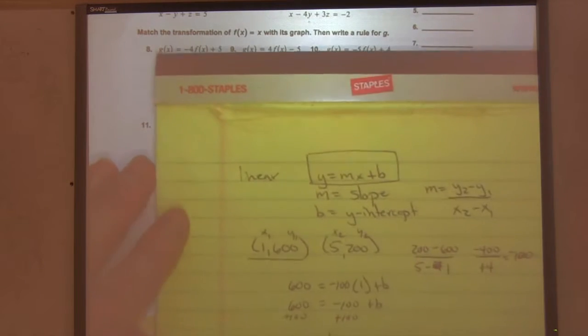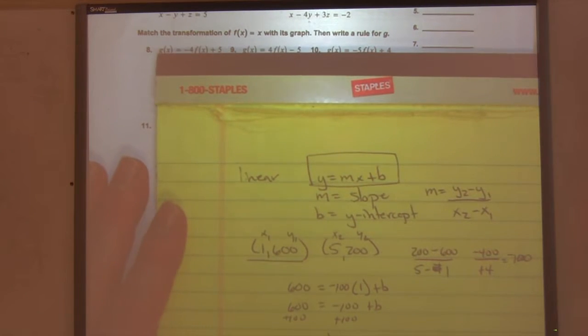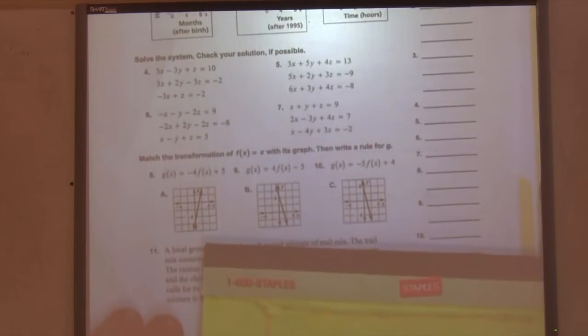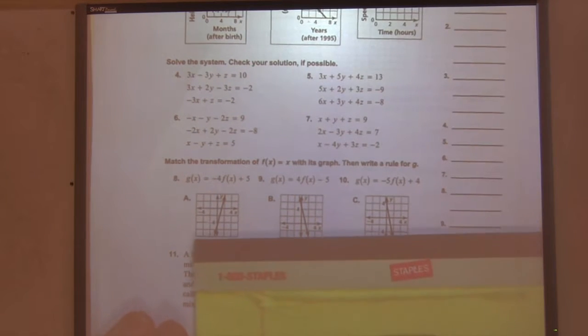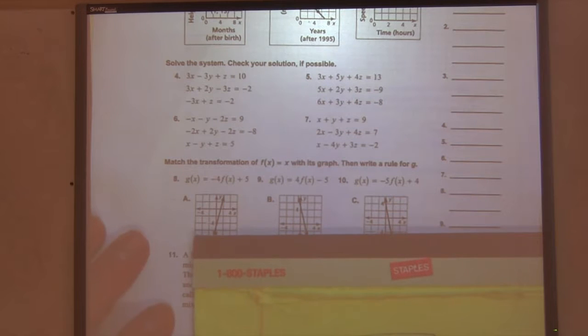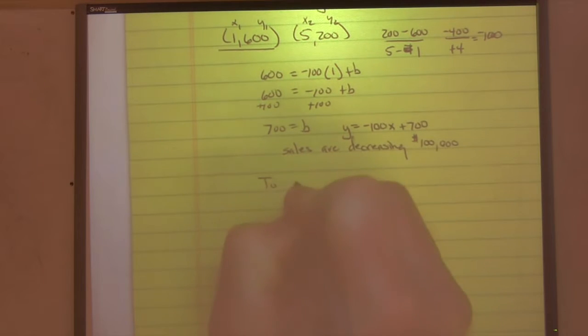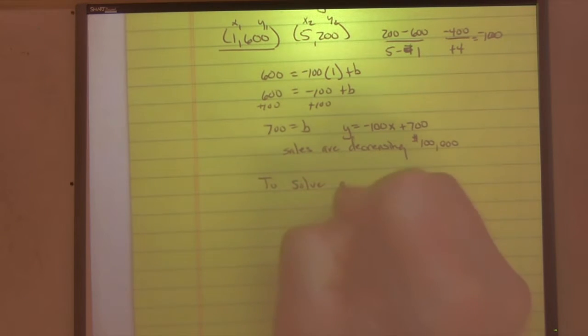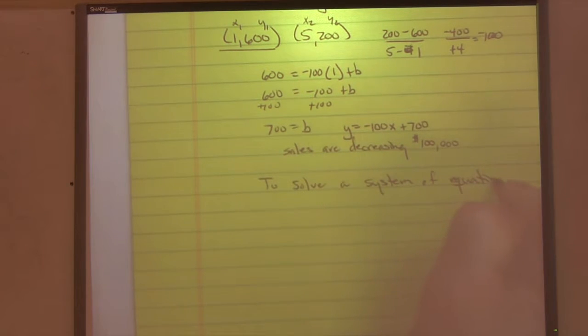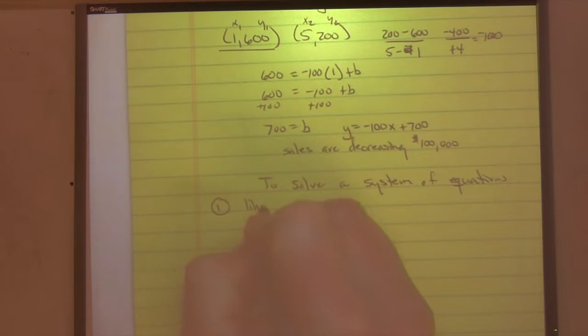The second set of problems on here is 4 through 7. On 4 through 7, this is solving a system of equations. So, to solve a system of equations, the first thing we want to do is line up all like terms.